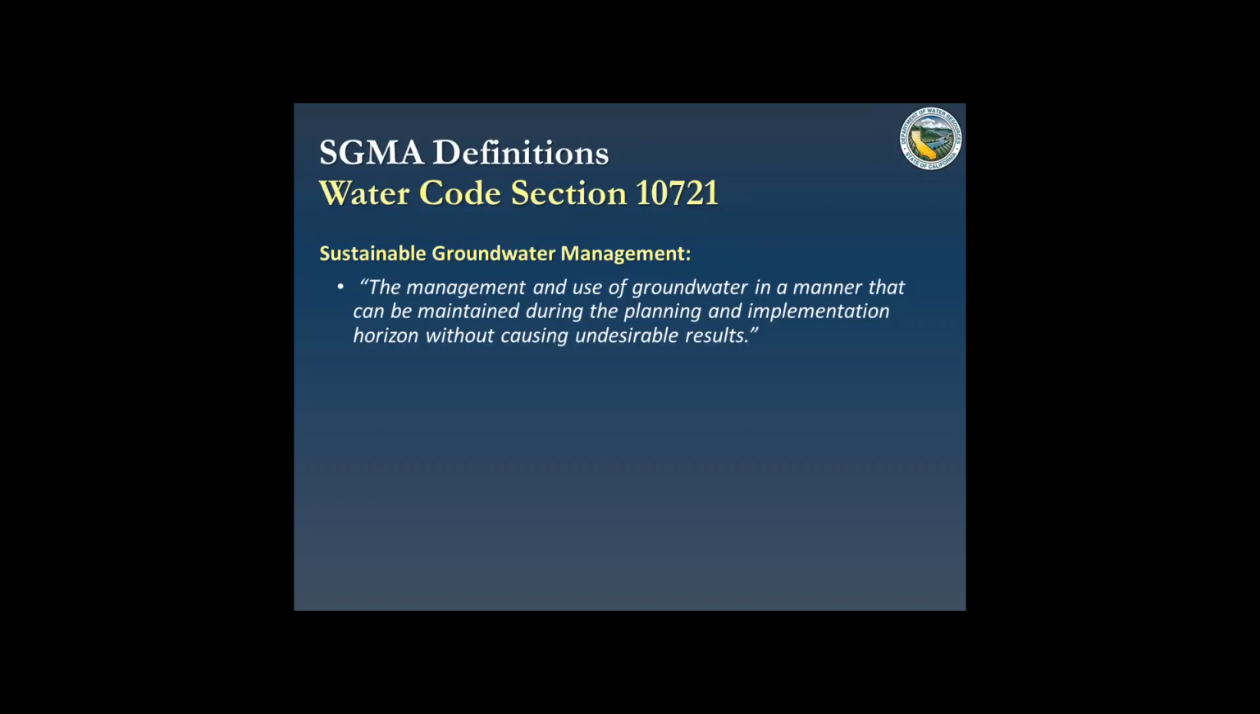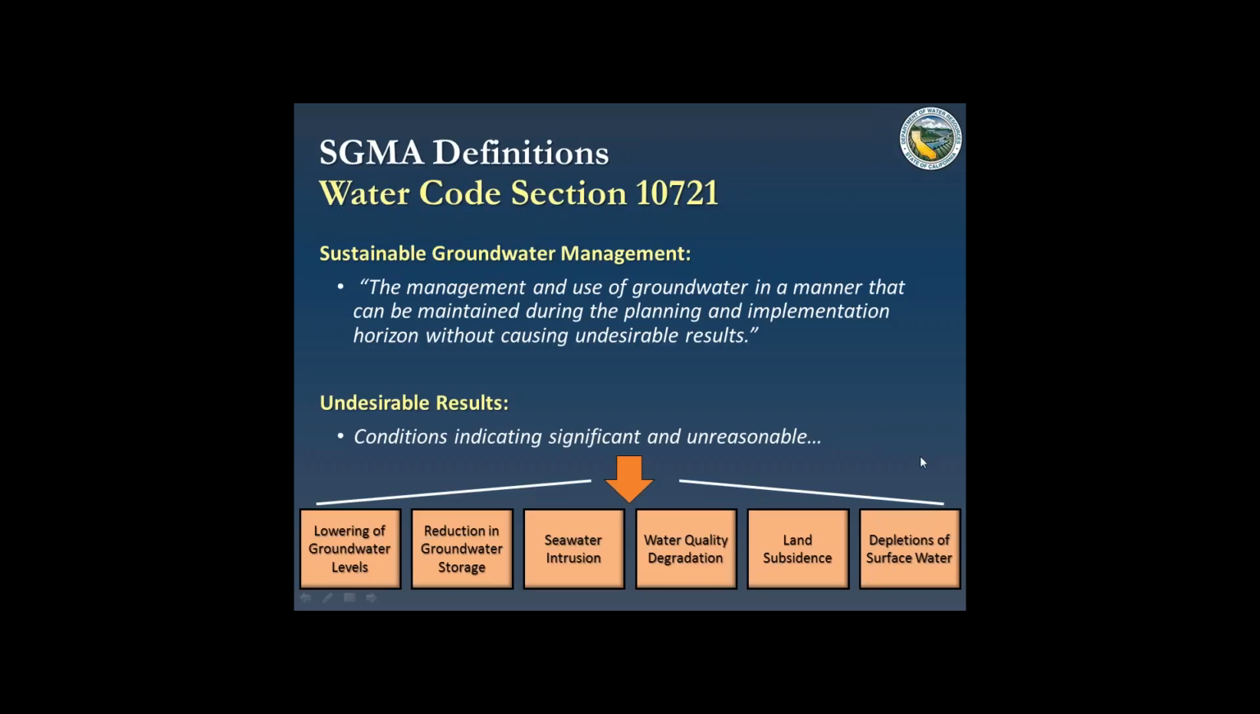And we are fortunate in that they also provided some indication of what undesirable results were, and those were conditions indicating significant and unreasonable lowering of groundwater levels, reduction in groundwater storage, seawater intrusion, water quality degradation, land subsidence, and depletion of surface water. So that painted the background and picture for what we need to implement as far as regulations looking at groundwater sustainability plans.